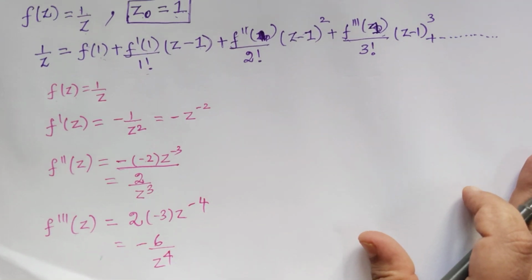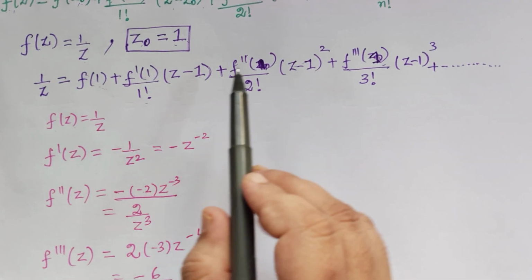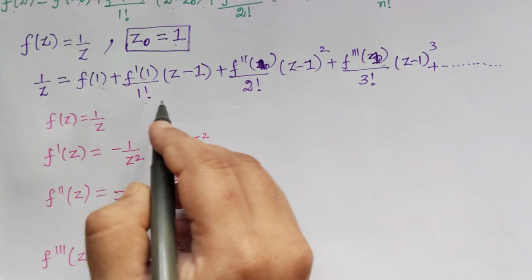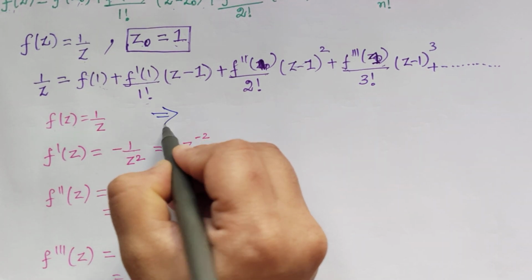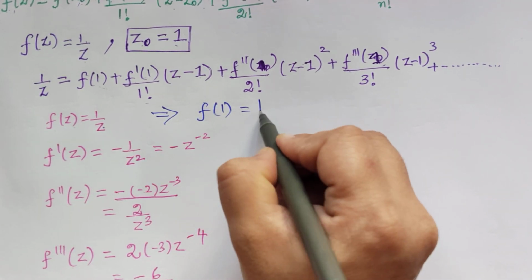So after obtaining this, we need f dash of 1, f of 1, f double dash of 1 and f triple dash of 1, etc. So from this, what will be f of 1? If you see f of 1, at the place of z we have to put 1. So we will be getting 1.